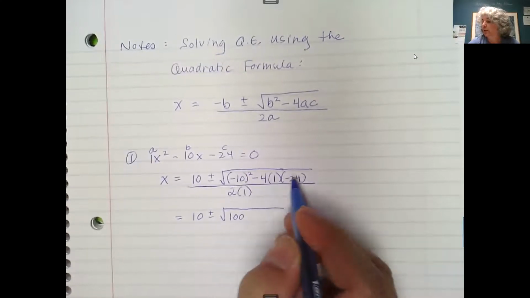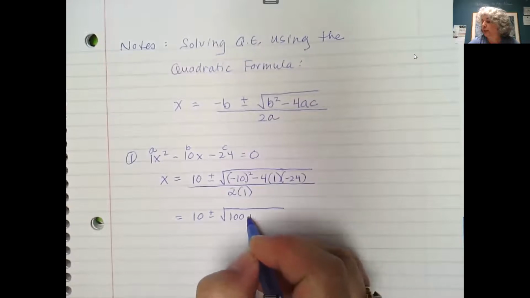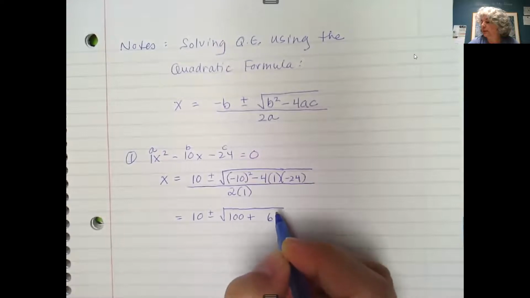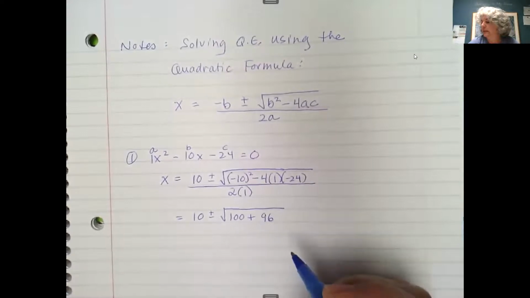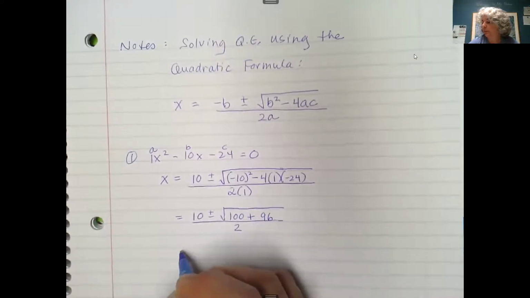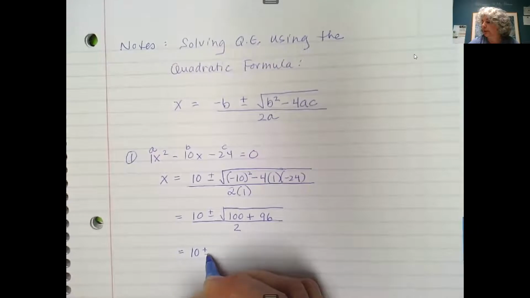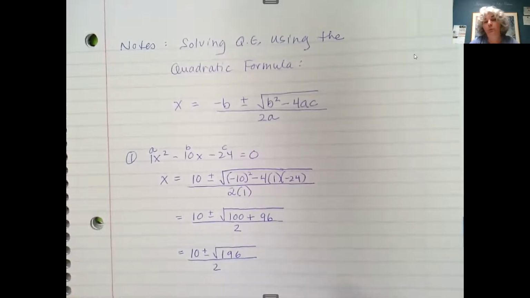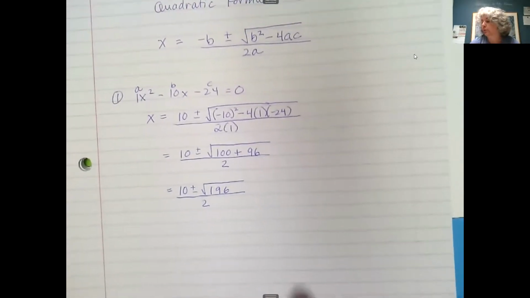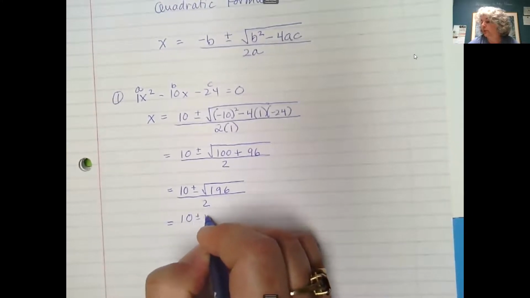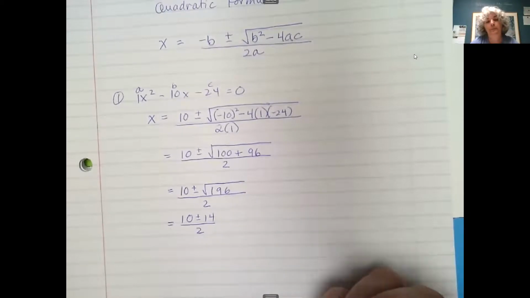And then a -4 times a -24. Now that's going to be positive 16. 4 times 4 is 16. 96. That's going to be 96. All divided by 2 times 1 is 2. 10 plus or minus the square root of 196 divided by 2. Now I know the square root of 196 is 14, so I'm going to say that equals 10 plus or minus 14 divided by 2.